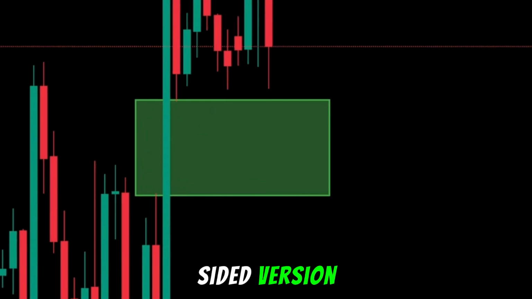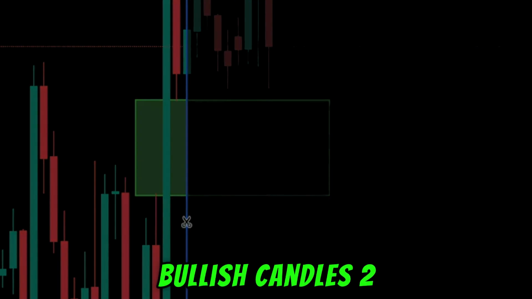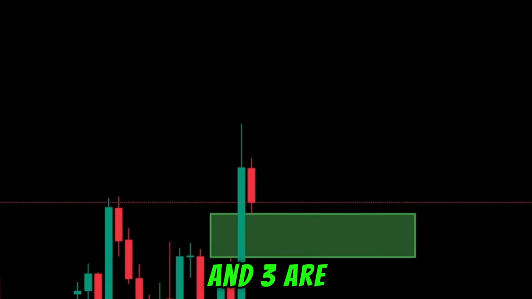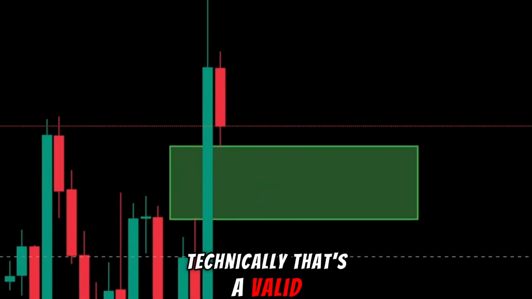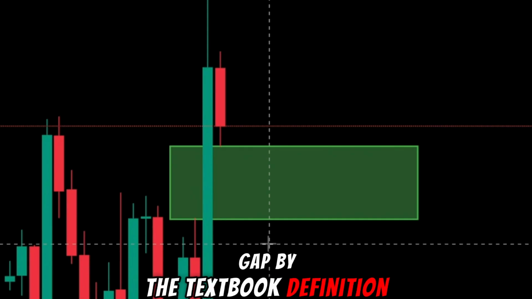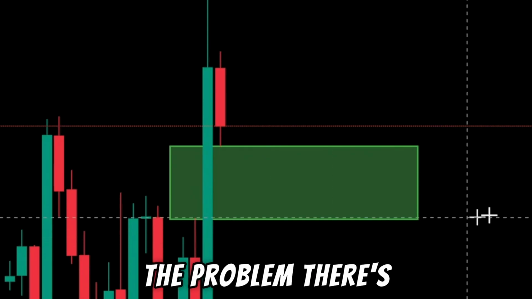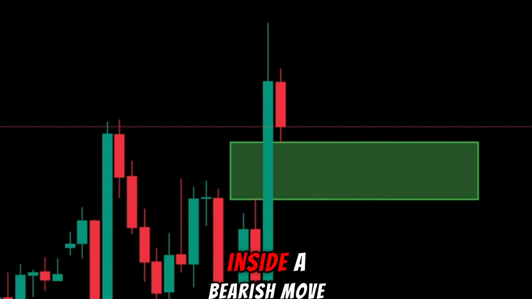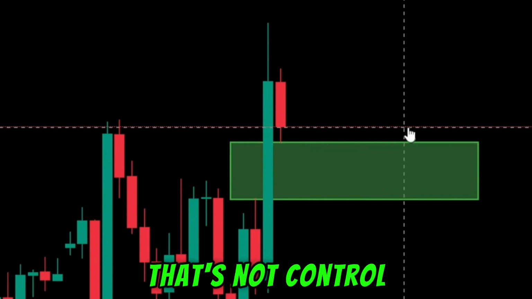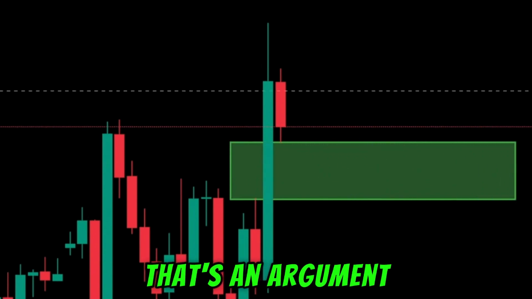Now the two-sided version. Candle 1 is bullish, candles 2 and 3 are bearish. Technically, that's a valid gap by the textbook definition, and that's exactly the problem. There's a bullish candle inside a bearish move. That's not control, that's an argument.